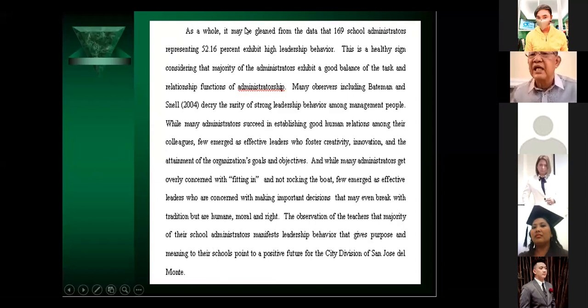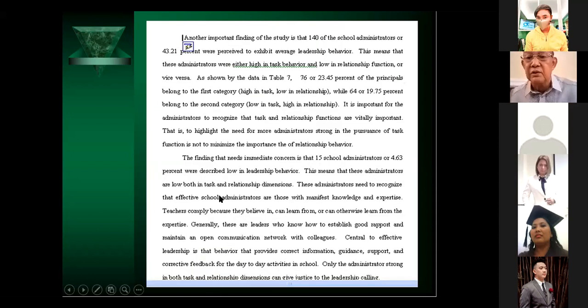As a whole, it may be gleaned from the data that 169 school administrators, representing 52%, exhibit high leadership behavior. Ano ibig sabihin niya? This is a healthy sign considering that majority of the administrators exhibit a good balance of the task and relationship functions of administratorship. Tapos may citations pa siya rito coming from the literature. All right? So in other words, what I'm trying to present here, the result has been well analyzed and interpreted. Ito yung sa bandang huli, ito yung results niya.